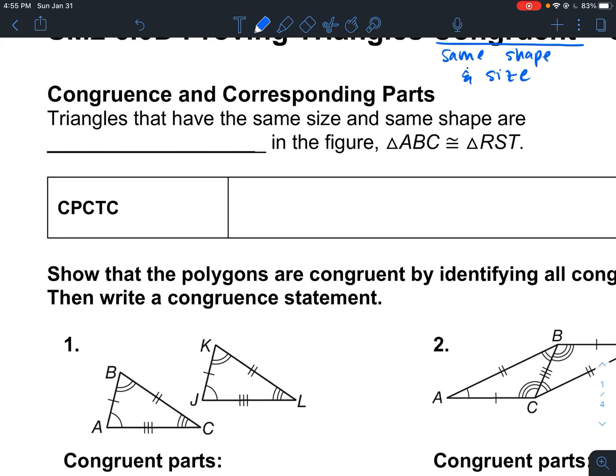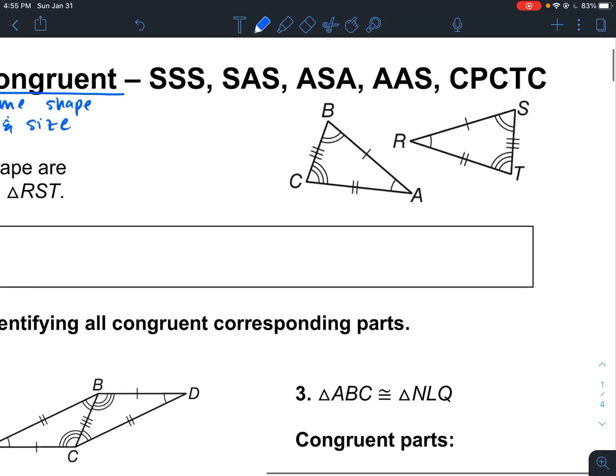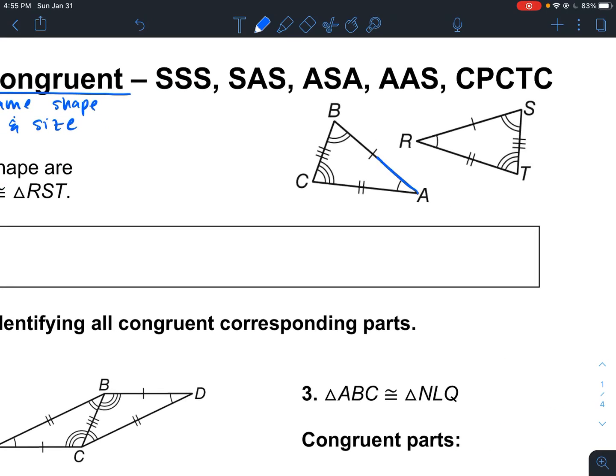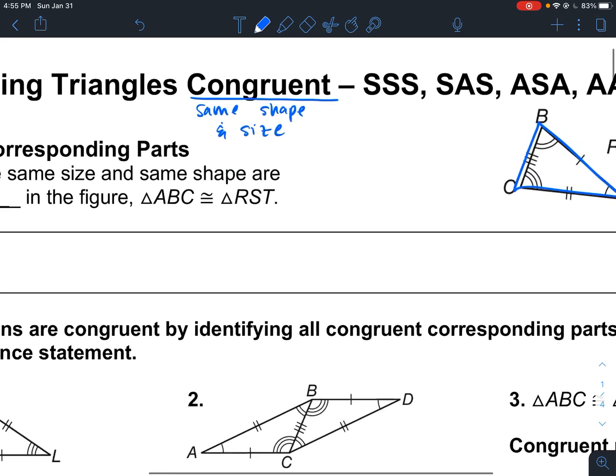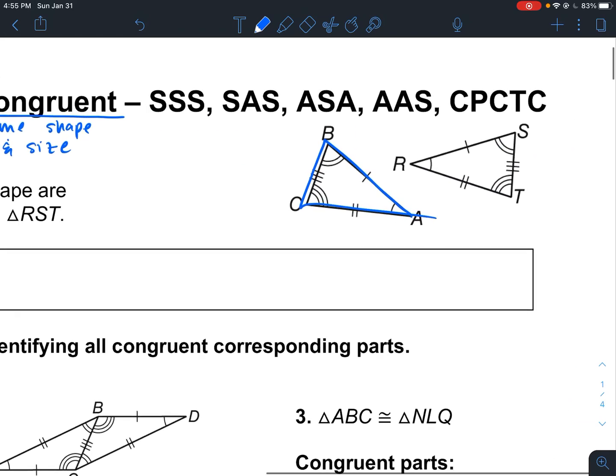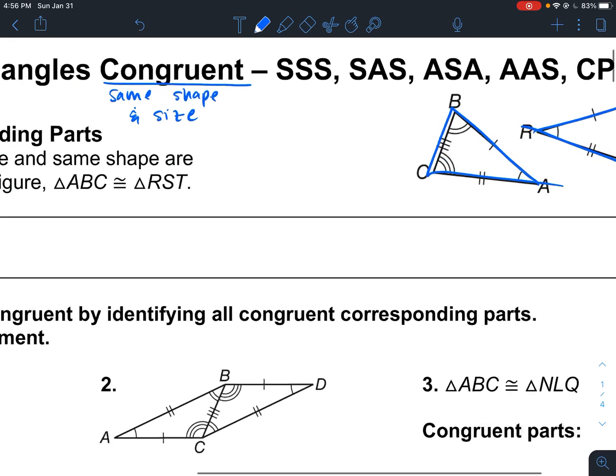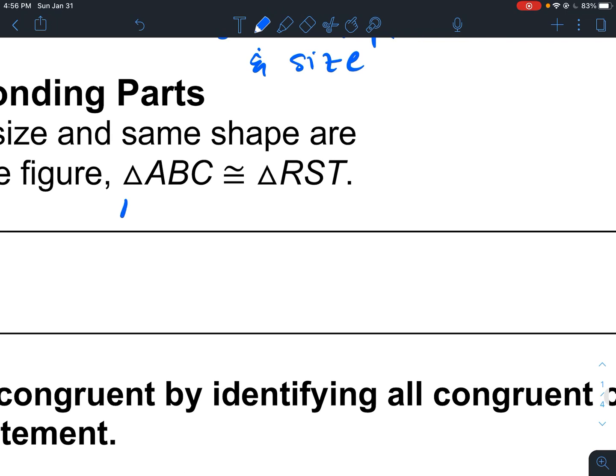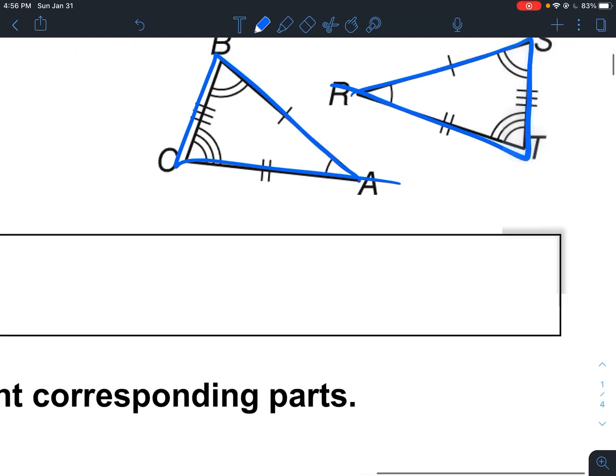So triangles that have the same size and shape are congruent. So in this figure right here, we have triangle ABC, and here's triangle RST. By the way, this is how you denote triangles. It's just by writing a triangle symbol, and then you write the three corners of the triangle. That's how you denote a triangle in geometry.